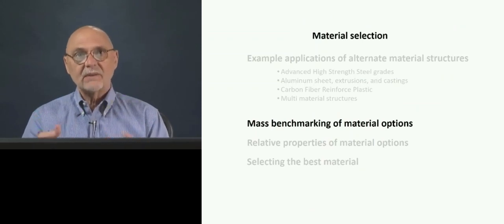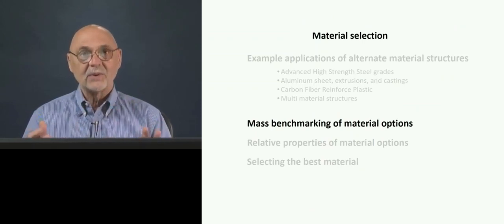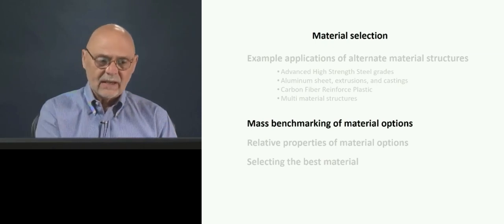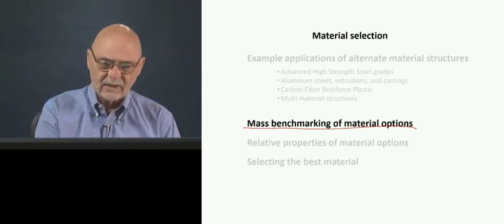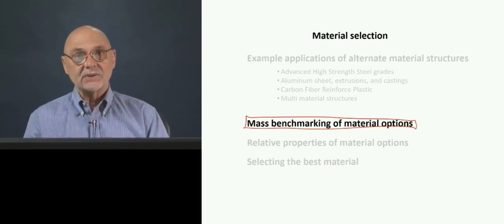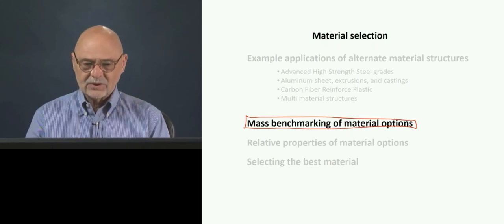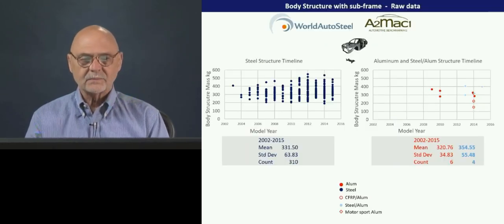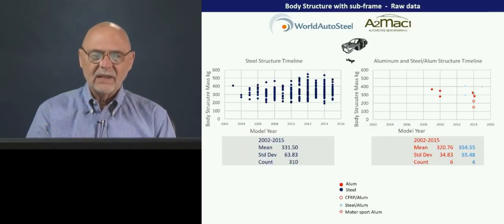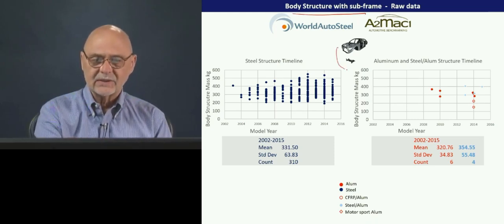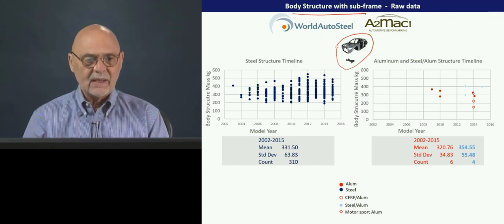Okay, so we just did a very brief overview of several of the different options that we see in production today. Let's take a look at what the mass implications of those elements are if we go from aluminum to steel. So what we're going to look at first is the body structure and the subframe. So we're looking at this as a structural system.